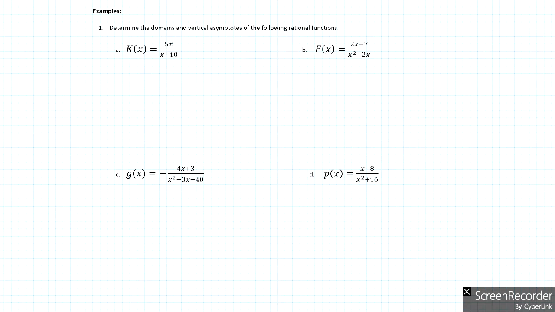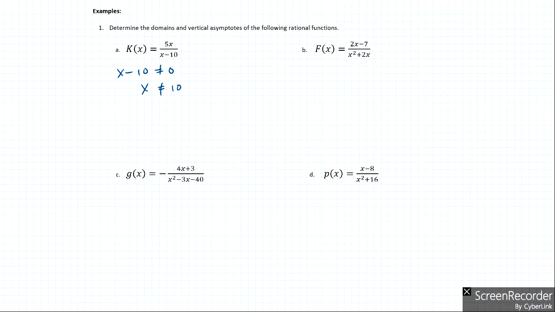So looking at part A first, we have k of x equal to this expression. As we said, for the domain restriction, the only thing we need to make sure is the denominator doesn't equal 0. So if I want to identify the domain, I want x minus 10 not equal to 0. To solve it, we can add 10 and get x doesn't equal 10. And that's going to be the domain.